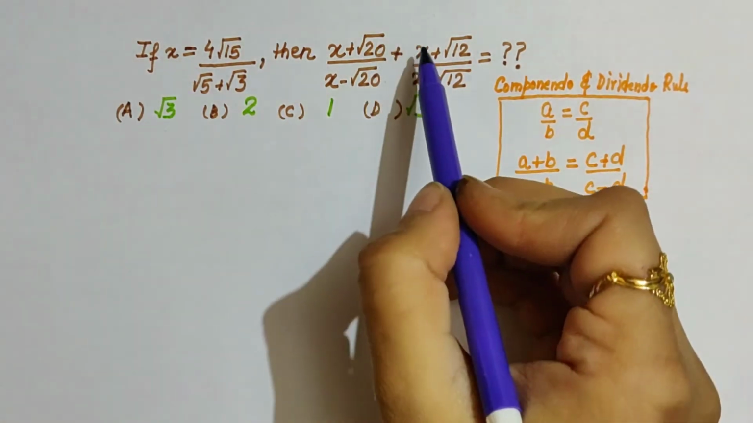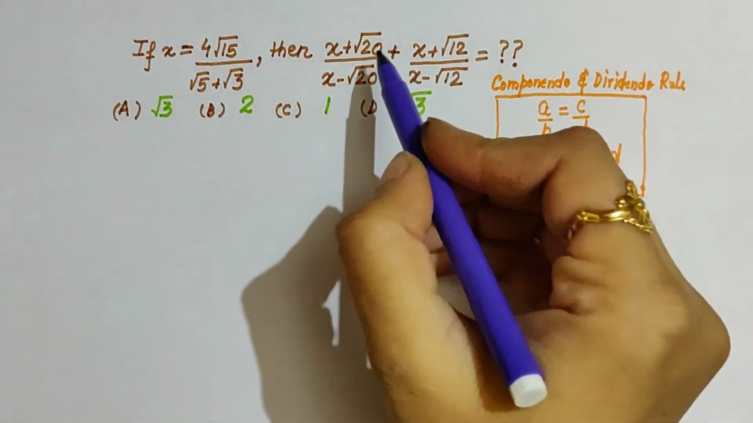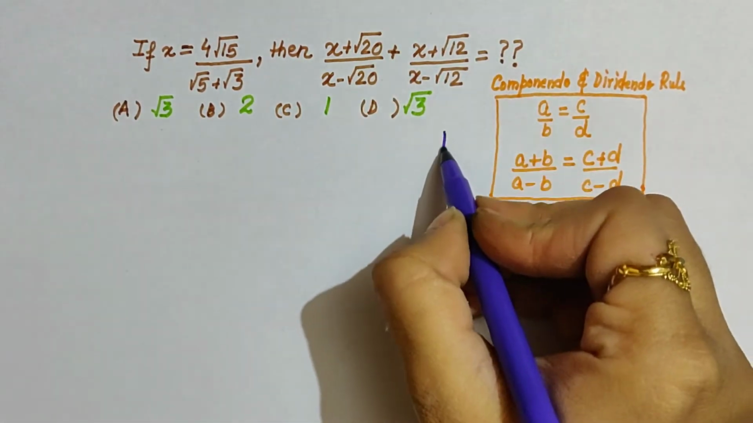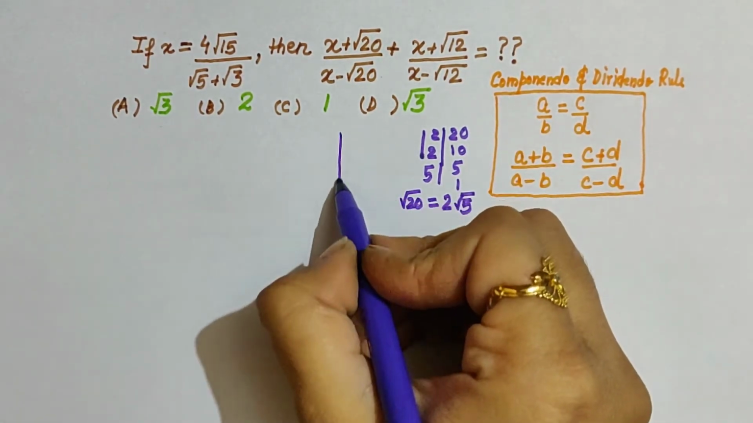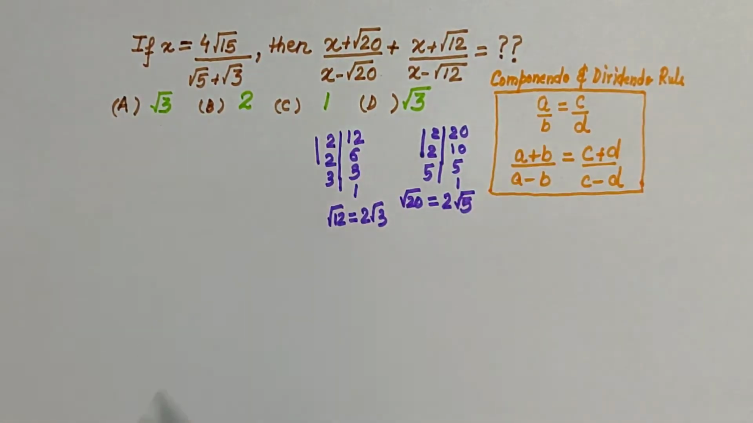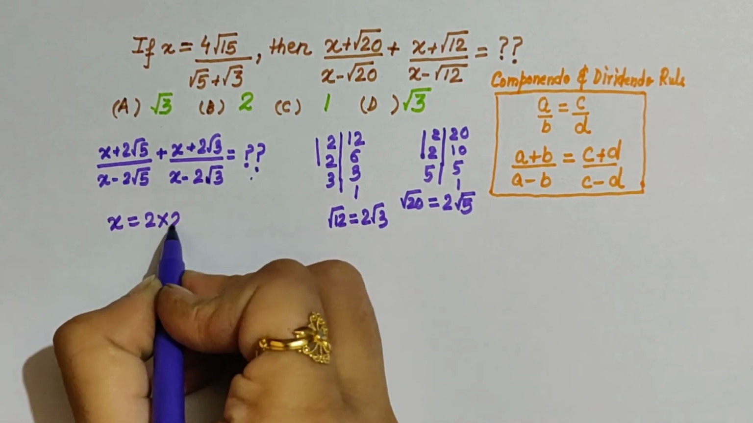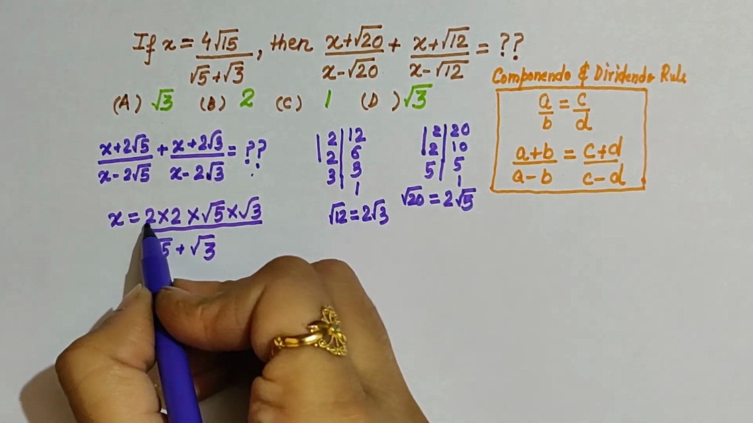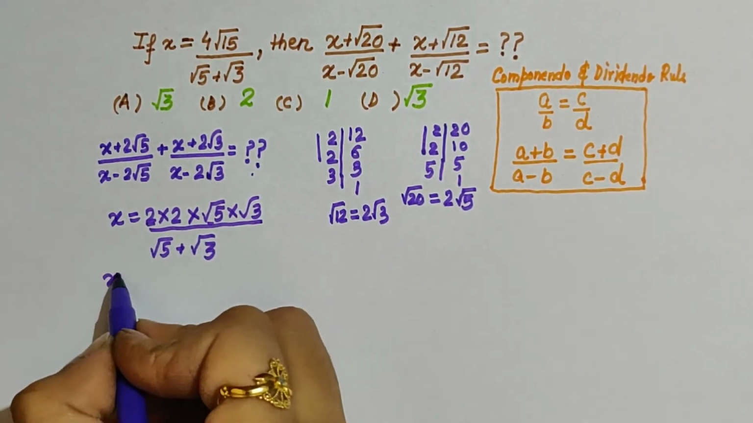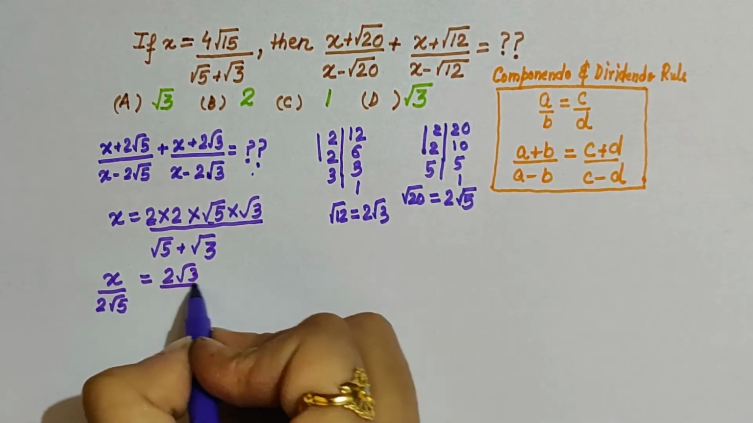So coming back to our question, we have to find the value of this expression, right? We can say that root 20 can be written as, this is a pair, so we write here 2 root 5. Similarly, root 12 can be written as 2 root 3, now this equation is reduced to x is given as this, so we write 4 as 2 into 2, right? And root 15 as root 5 into root 3. We cross multiply this 2 and root 5. And here we are left with only 2 root 3, right?